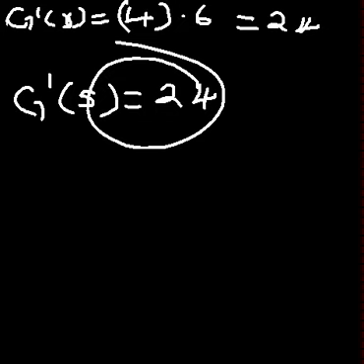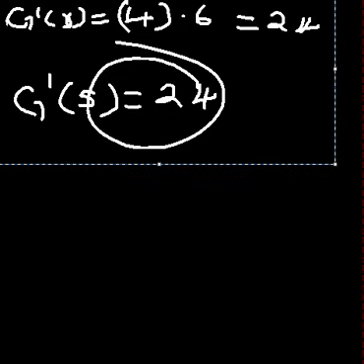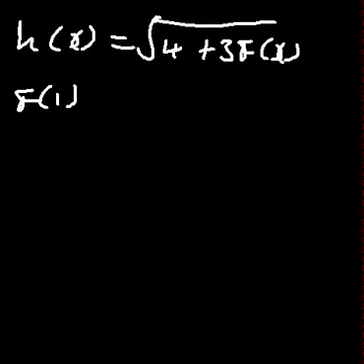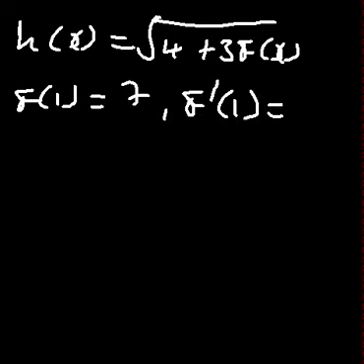So what if we have also this case you should understand. Let's say we have the function h of x given as the square root of 4 plus 3 f of x. Now if f of 1 is given as, let's say, 7, and also f of 1 prime is given as, let's say, 4. So what is the h of 1 prime of the actual function?